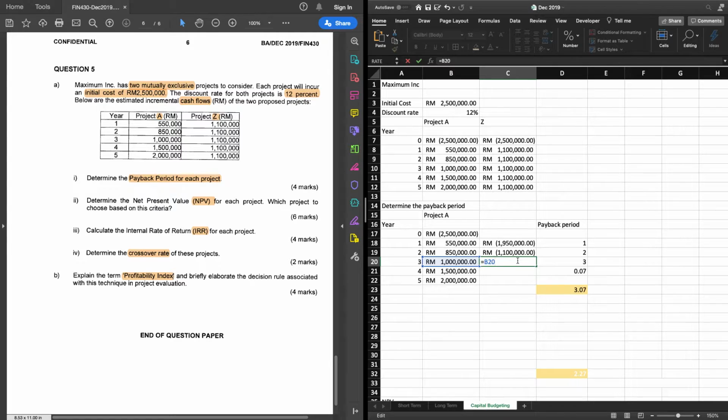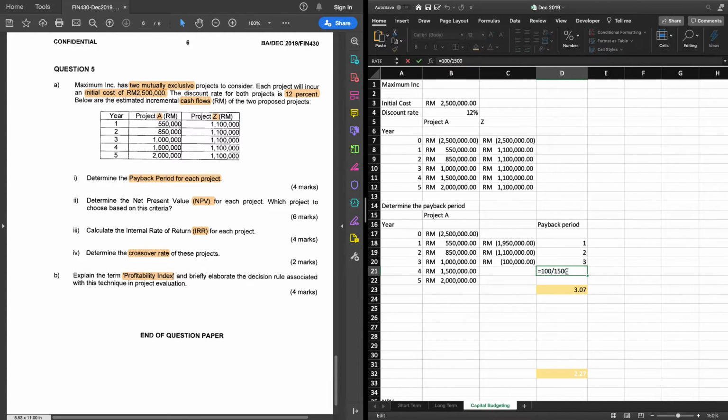The outflow is 1.1 million, then we only have 1 million here. So 1 million plus, this is minus, so it becomes minus. You will have 100,000 left. Then you have 1.5 million for the next year, and this one can cover this one. So you already reach 3 periods to get the payback. 1 period, 2 periods, and the 3rd period, and in the 4th period you can already cover this one.